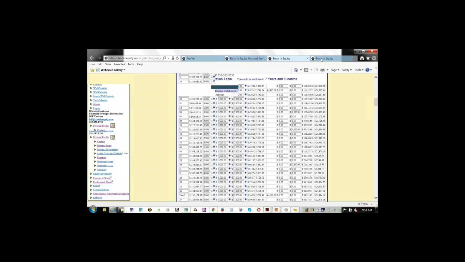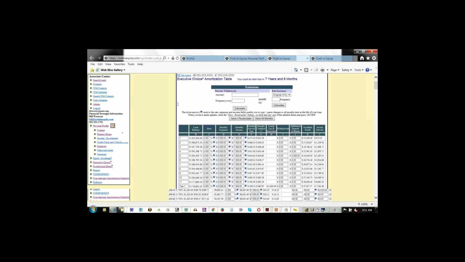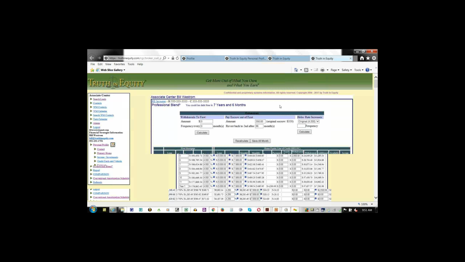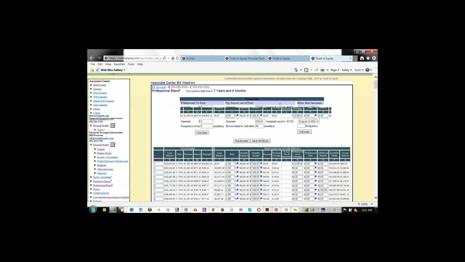We also have what we call our professional blend. Blend meaning we're going to blend 2 loans together, right? Remember earlier I said the one loan scenario is only one option. It's not the only option. The other option is to blend 2 loans together.